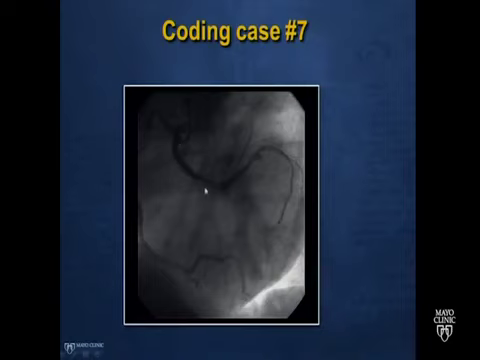This vessel is clearly supplying the lateral wall of the heart because we know this is the lateral wall of the heart in the LAO projection. So this is a circumflex vessel coming off the right coronary artery. So that's the first thing I want to emphasize.